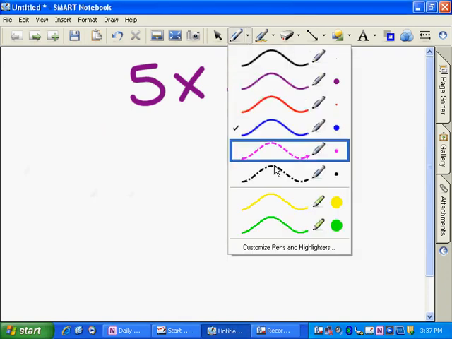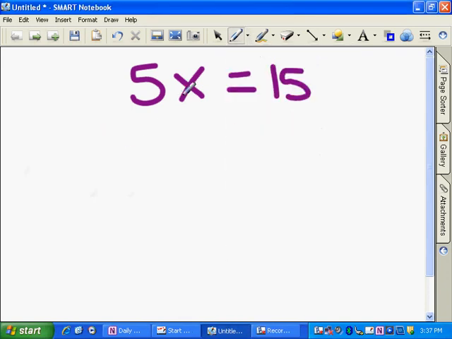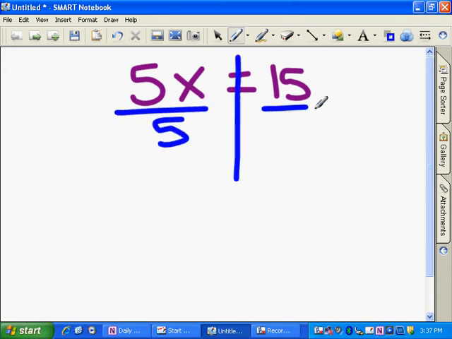When you are solving equations, the whole purpose is to isolate the variables. So in this case, with the equation 5x equals 15, I want to get the x by itself. To do that, I need to get rid of this 5 right here. Since x is being multiplied by 5, the opposite operation to isolate the variable is to divide by 5. So I'm going to divide both sides of this equation by 5.